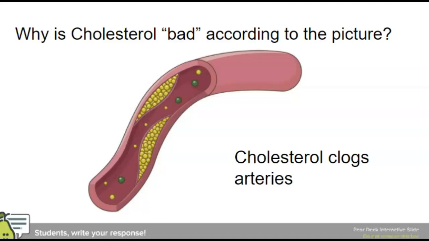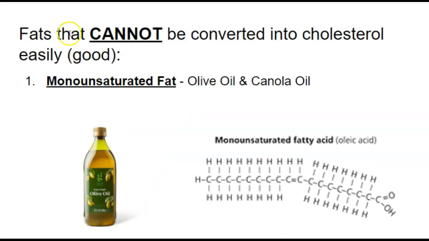So we're going to talk about different types of fats and how they relate to cholesterol. There's two fats that can't be easily converted into cholesterol. So what happens when you eat fat? Your liver converts it into cholesterol. Some of the fats that are good because they can't be made into cholesterol by the body are monounsaturated fat. These include olive oil and canola oil. So oils that you probably use to saute foods or bake with, put in brownies.